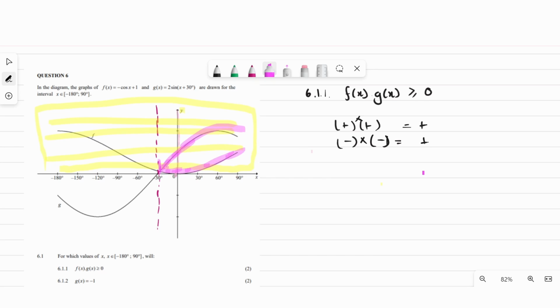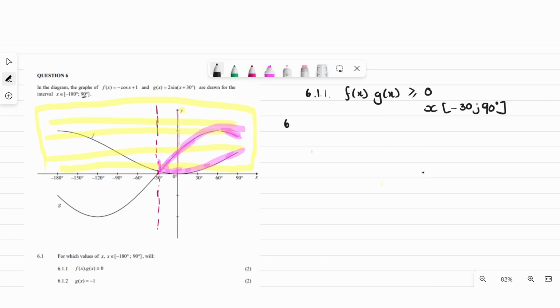But you see, before negative 30, do you see the fact that one graph, f of x, is positive and the other one is negative, right? So a positive and a negative gives you a negative. Since they are both positive here, our answer for the first question is going to be what? It's going to be x is from negative 30, the boundary that I talked about, till our last part, till 90 degrees, because that's where it ends. That's the restriction that they gave us, till 90 degrees. So this will be your answer for the first question.